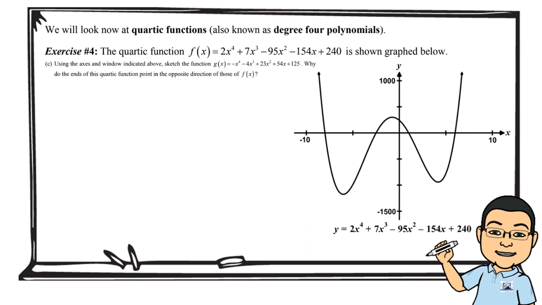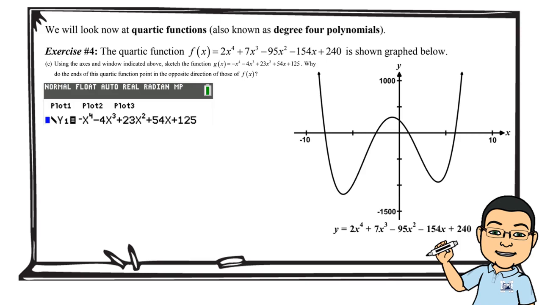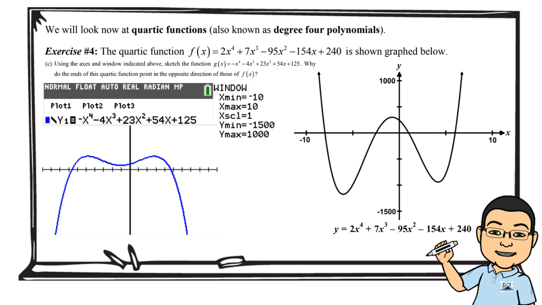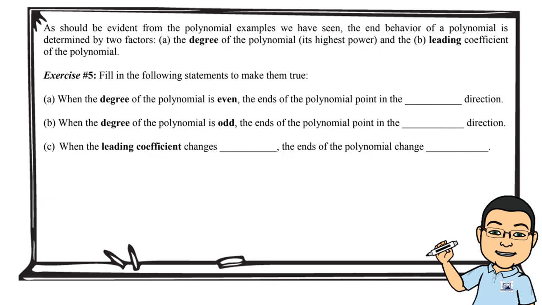So in part C, grab out those graphing calculators again and let's sketch g of x and see how these compare. When we plug g of x into our graphing calculator, apply the window that we're given, here is the graph we get. Why is it that this quartic function is pointing in the opposite direction as the first one? Well, again, if we pay close attention, the leading coefficient for g of x is negative, whereas the leading coefficient for f of x was positive. So we ought to be able to draw some conclusions about the degree and the leading coefficient of these polynomials.